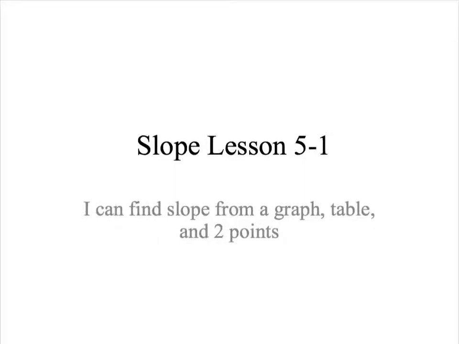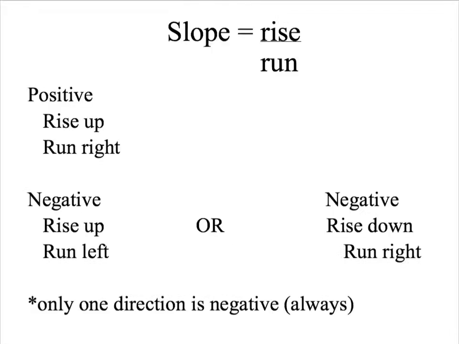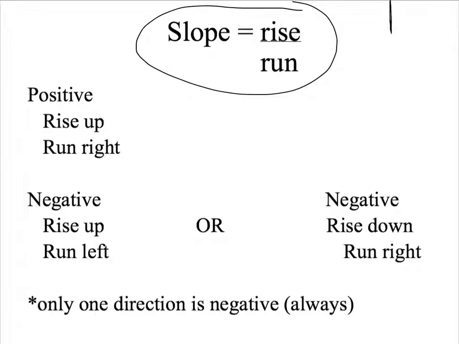Okay, in this lesson you will learn how to find slope from a graph, a table, and 2 points. Okay, so in order to find slope, well, slope is the rise over the run. When we're graphing, when we're talking about rise, we mean going up and down, and run is going left and right.